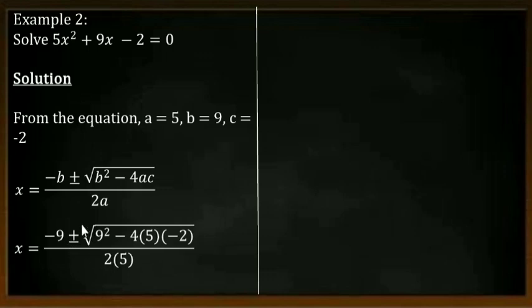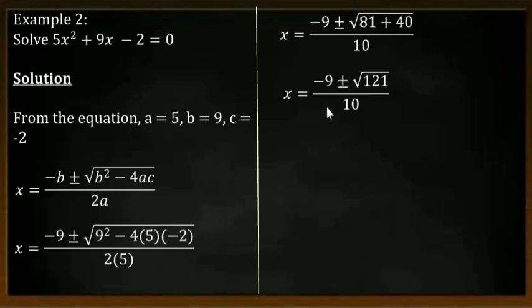and c. By inputting the values of our a, b, and c, we would have minus 9 plus or minus the square root of 9 squared minus 4 times 5 times minus 2, divided by 2 times 5. So multiplying 9 squared, we'll have 81, and minus and minus sign will have a plus. 4 times 5 is 20. 20 times 2 will leave us with 40.